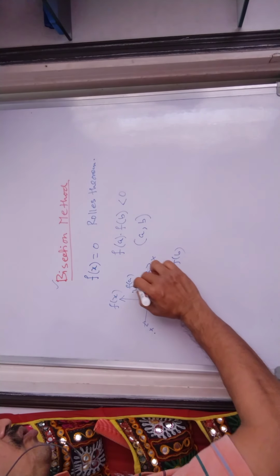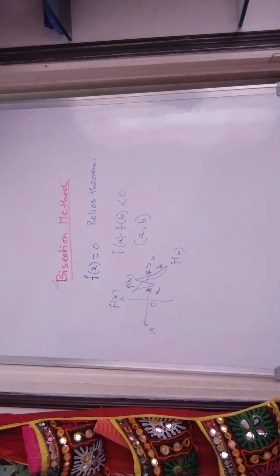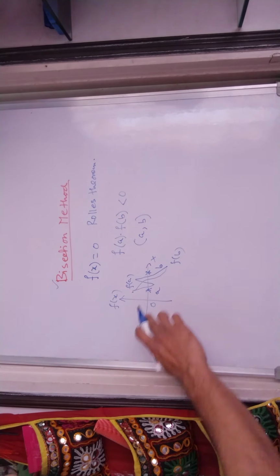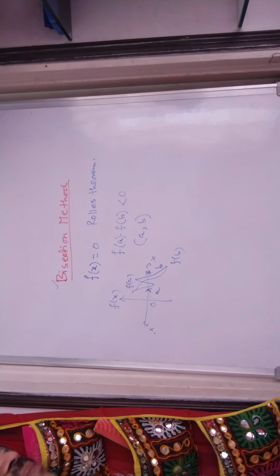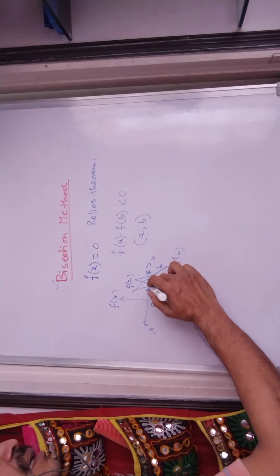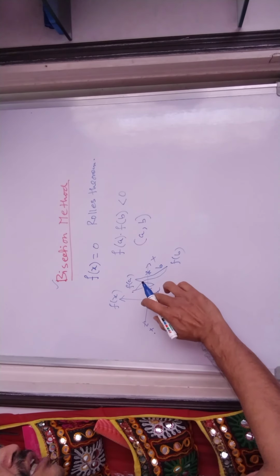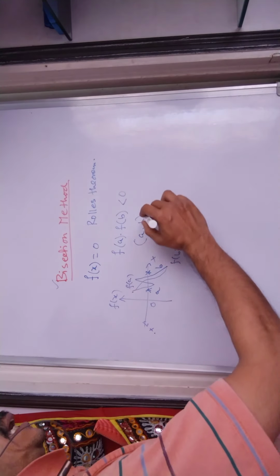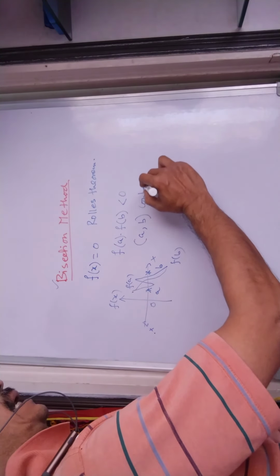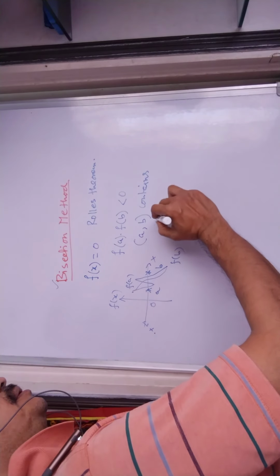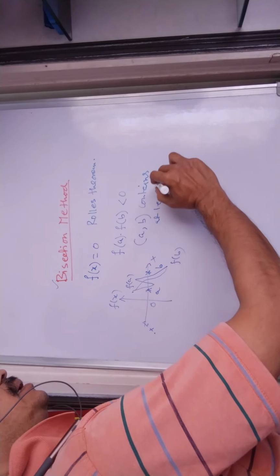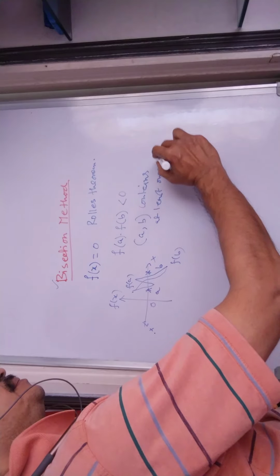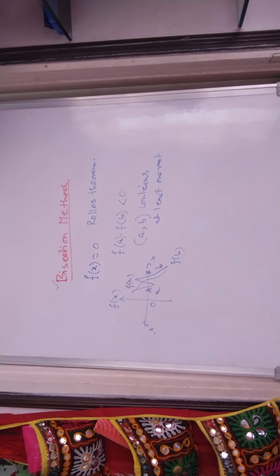It may cross the x-axis more than once. If it crosses more than once, it must be in odd order. That means a and b contain an odd number of roots. We say that (a, b) contains at least one root, and we look for the root.